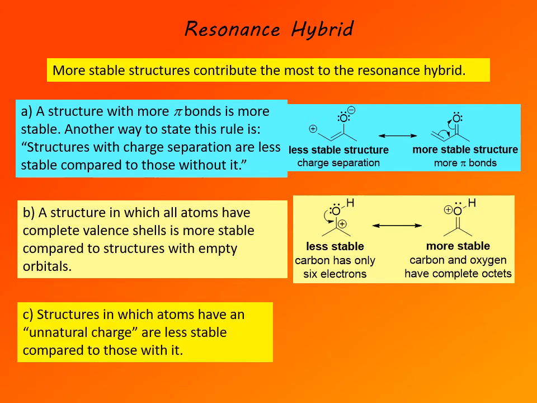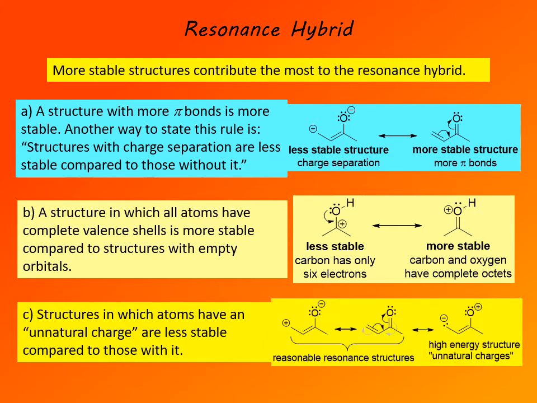Finally, structures in which atoms have an unnatural charge are less stable compared to those with natural charge. Natural charge means that electronegative atoms have negative charge, electropositive atoms have positive charge. Again, if you look at the first example of enone, we can actually come up with another relatively reasonable resonance structure, and that's the last one on the right, in which carbon would have negative charge and oxygen positive charge. This structure is very high energy because charges are unnatural, carbon negative, oxygen positive, and for that reason its contribution to the resonance hybrid is very small. It does contribute to the resonance hybrid, but the contribution is so small that we usually ignore it and assume that the resonance hybrid of an enone is only a combination of the two structures on the left.